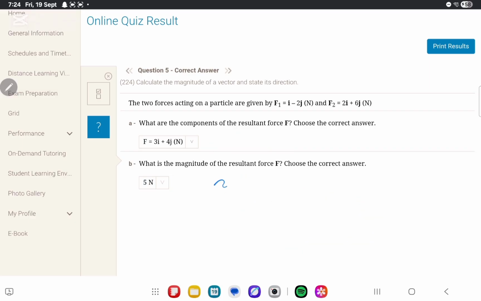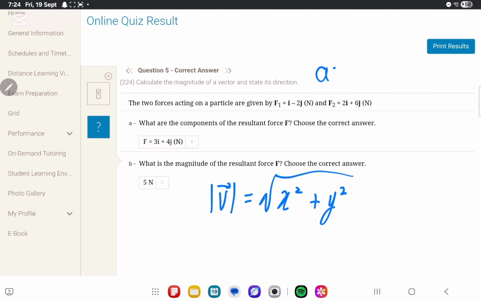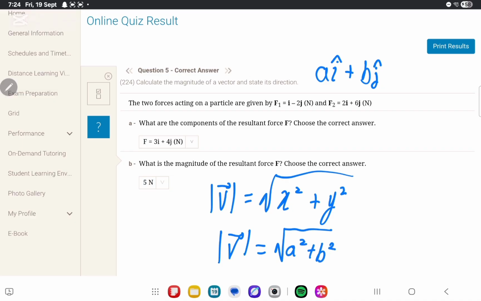The magnitude is very easy. The magnitude of a vector is denoted like this. Sometimes it's denoted like this, but I'll denote it like this for simplification purposes. It's going to be the radical of x squared plus y squared. Or let's say they told you it's in the form of ai plus bj. The magnitude of the vector v is going to equal the radical of a squared plus b squared.